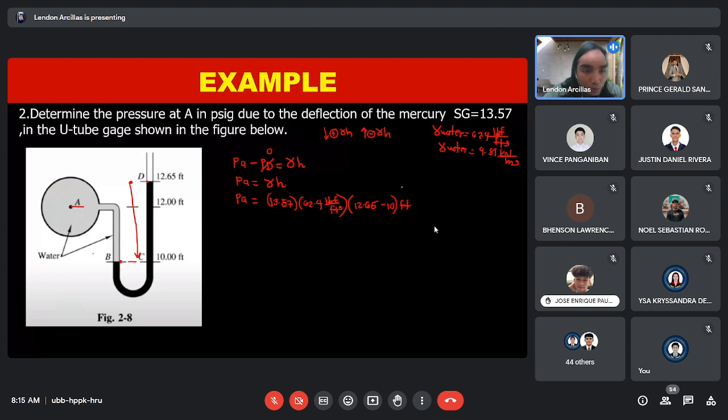Next, from point B to point A tayo ay tumaas, di ba? So, therefore, this is subtraction. Ano yung specific weight ng napaloob dito sa PB? This is water. Specific weight ng water is the SG of water, which is 1. Yes. Po. Do you have question? So, specific gravity ng water, which is 1, times the specific weight of water in English unit, that is 62.4 pound force per cubic feet, times the difference from point B to point A, that is 12 minus 10. This is 12, this is 10.